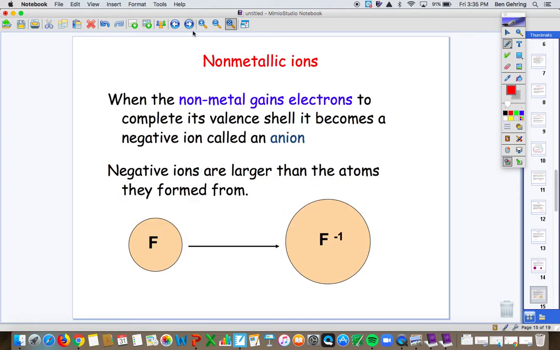So if metal atoms shrink, that means that non-metal atoms are going to gain that electron. And because they gain it, your negative ions are going to be larger than the atoms from which they form. So non-metal ions, negative ions, are going to be larger than their neutral atom. Metal cations are going to be smaller than the neutral atoms that they form from.